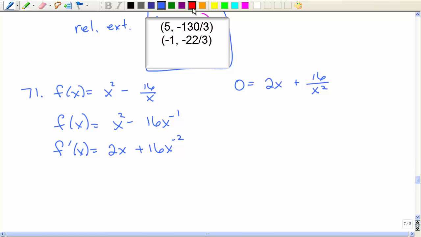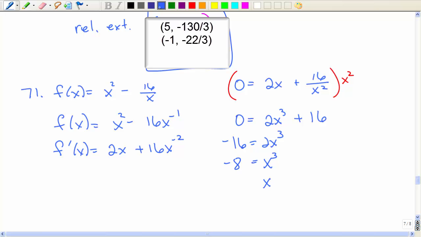Well, I want to get rid of the fractions, so I'm going to multiply through by the least common denominator of x squared, and 0 times anything is still 0. That looks a little bit better, so I can subtract 16, divide by 2, and then take the cube root, and yes, the cube root of -8 is -2. So the first derivative is equal to 0 when x is equal to -2.